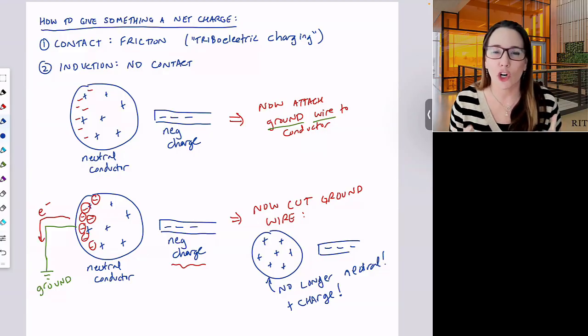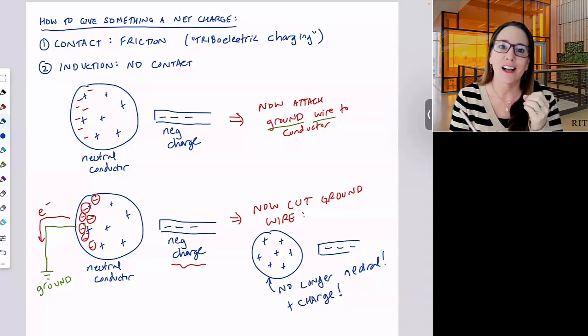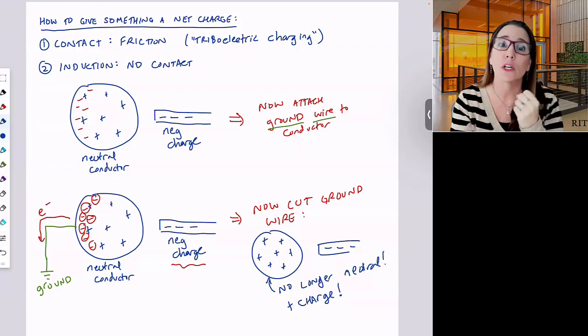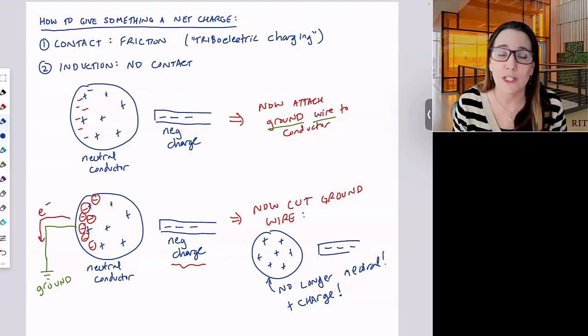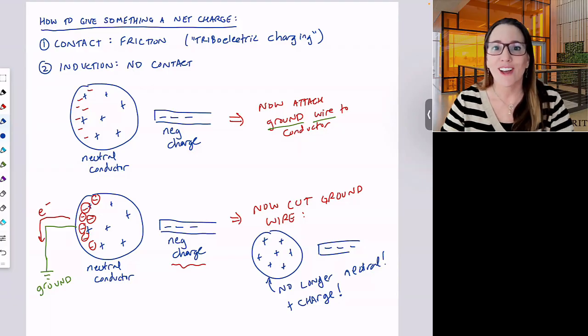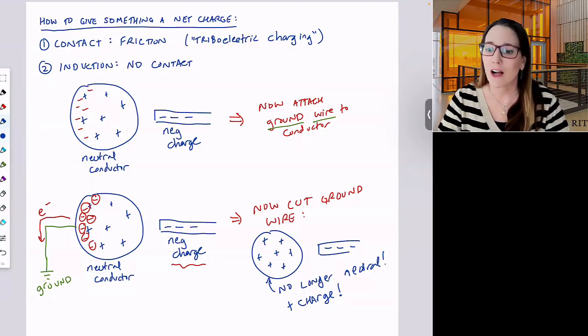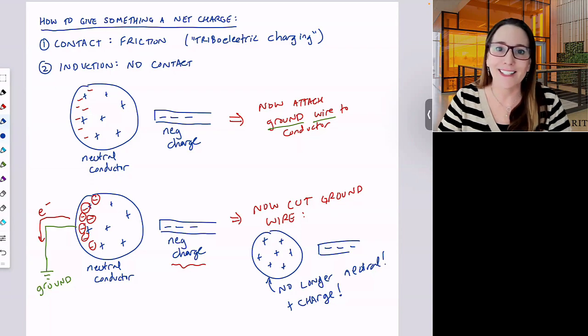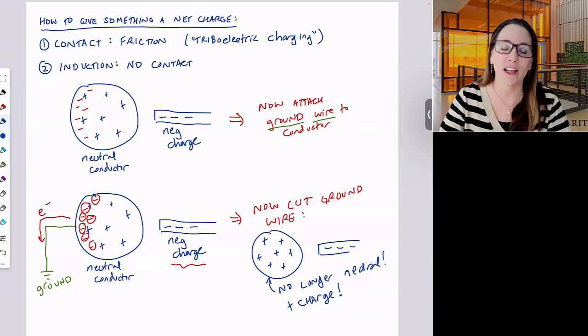So that's what we mean by charging by induction: bringing a charge near a conductor, and then you can briefly make contact with the conductor, just touch it with ground, some sort of infinite source or sink, and then the electrons are going to either escape or move onto the conductor depending on what charge you bring near it, and then you end up with a net charge at the end. So what was a neutral object is now charged.